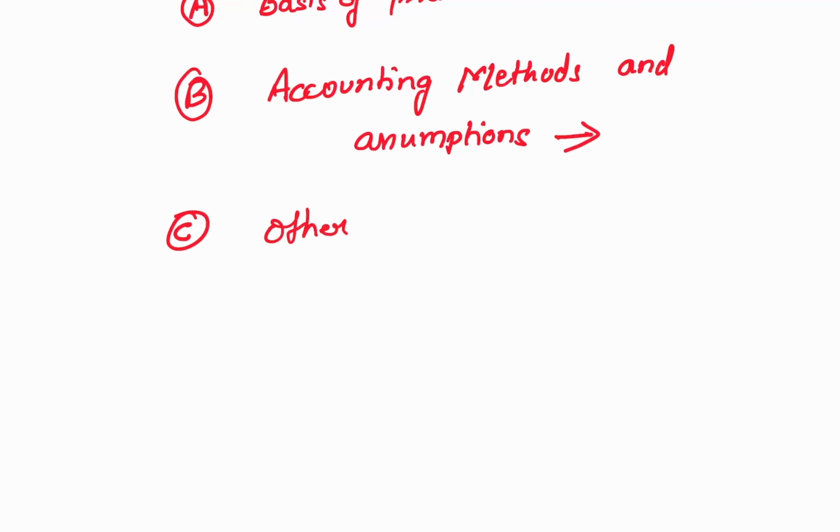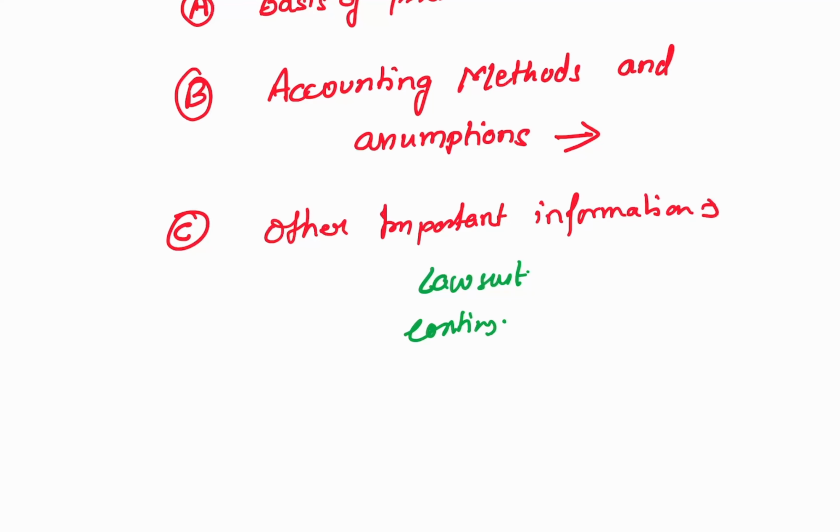Third, which is very important, other important information which is not visible in your financial statements, but is very important. Like, is there any lawsuit going on against the company? It is not visible in your accounts, whether it is the profit and loss or the balance sheet. So you need to specify in your notes whether there is any lawsuit, meaning a legal case going on against the company, any contingencies. Clear? That means, is there any possibility of future losses?